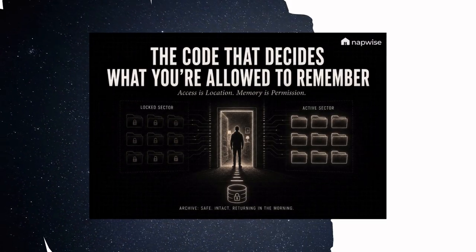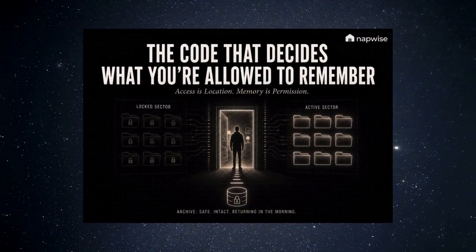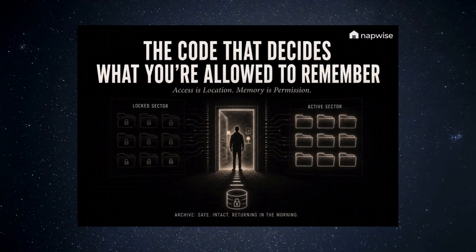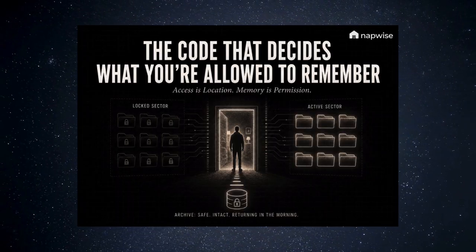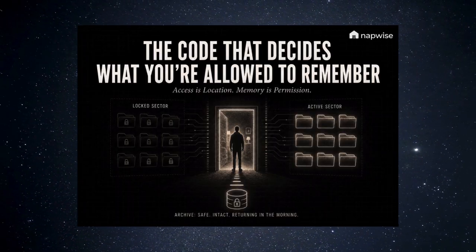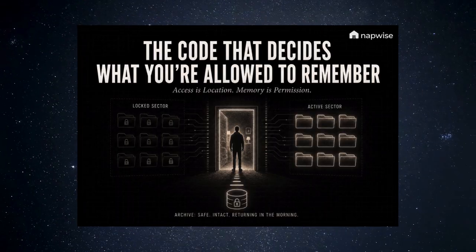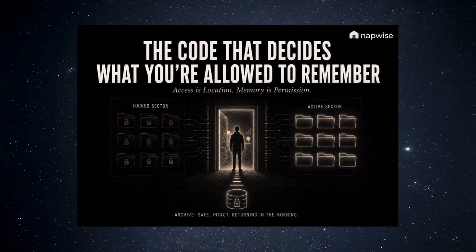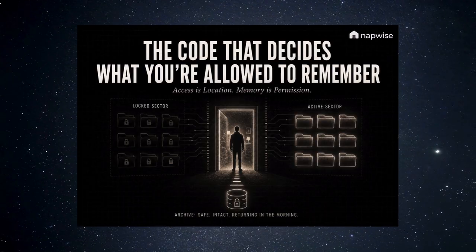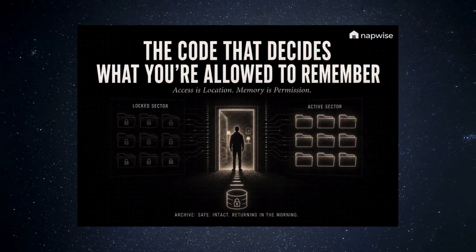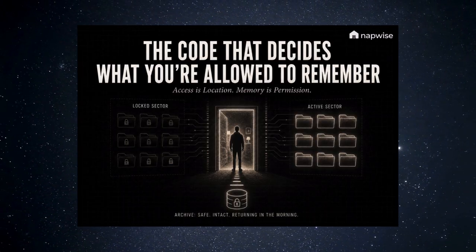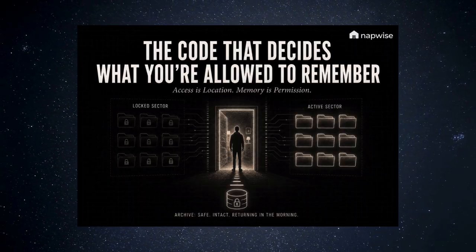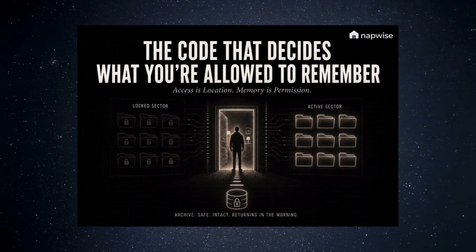The code that decides what you're allowed to remember. You walked into a room with a clear and specific purpose. You stopped at the threshold and found your mind completely blank. The thought that sent you there was gone. You stood looking at the ordinary furniture and objects, unable to retrieve what you came for. Then you stepped back through the doorway into the previous room, and the memory returned immediately, fully intact, as though it had been waiting just outside.